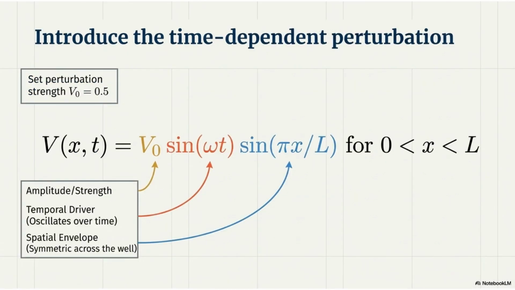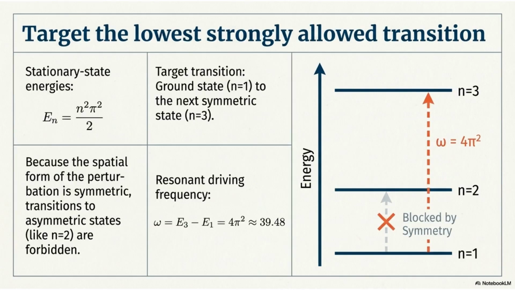Next, we introduce the time-dependent perturbation, V(x, t), which is a product of an amplitude, a temporal driver, and a spatial envelope. We set the perturbation strength V0 to 0.5. The target transition is from the ground state, n=1, to the next symmetric state, n=3. Due to the symmetric perturbation, transitions to antisymmetric states like n=2 are forbidden. The resonant driving frequency is calculated as omega equals E3 minus E1.